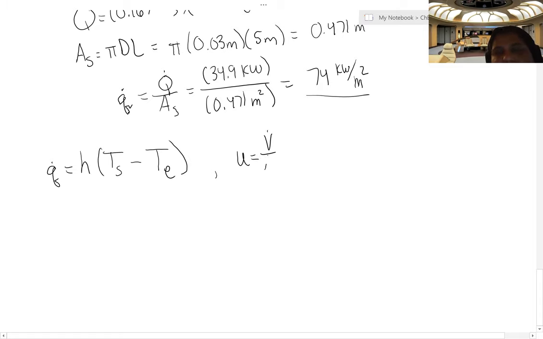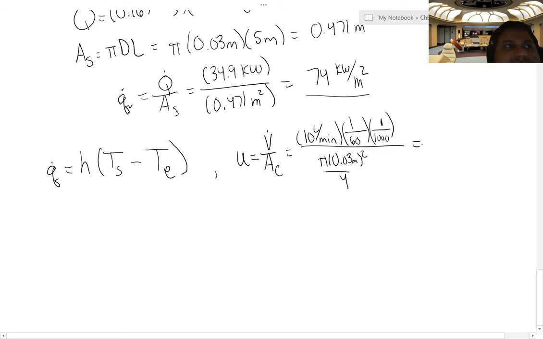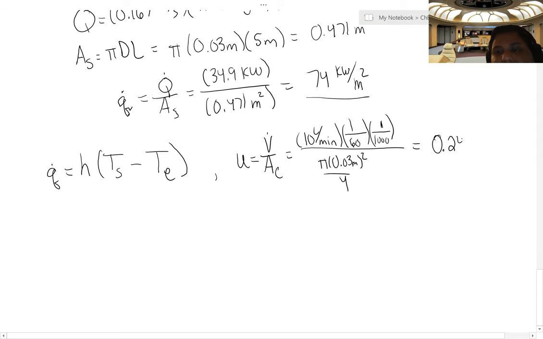In order to find Reynolds number, I have to find my flow velocity, which is my volumetric flow rate over the cross-sectional area of flow, or 10 liters per minute, doing that conversion to cubic meters per second, divided by pi d squared over 4, or pi times 0.03 meters squared divided by 4. I do this, and I get a velocity of my fluid of approximately 0.24 meters per second.